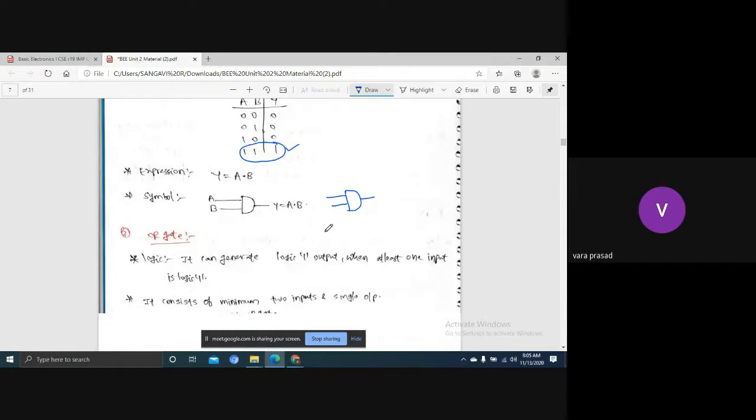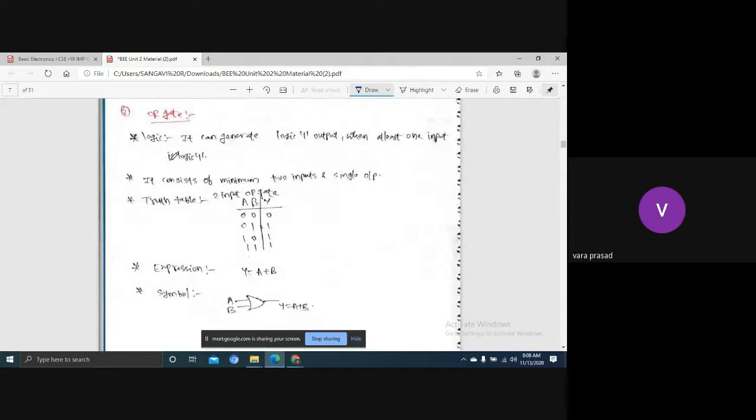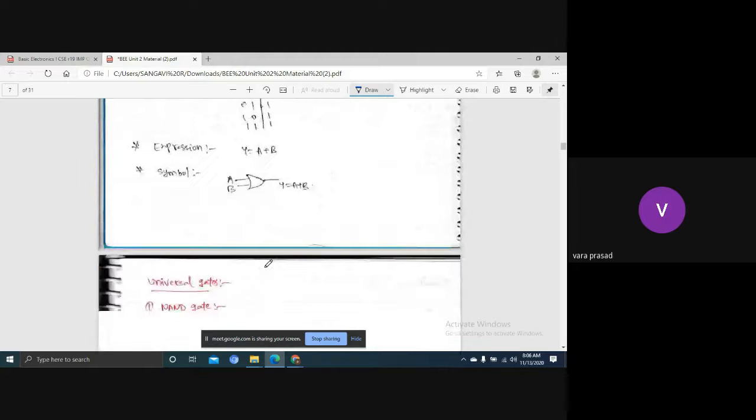Now the OR gate. It generates logic 1 output when at least one input is logic 1. Same, it consists of two inputs and a single output. Two inputs give four combinations. See here, in this combination there is no 1, that's why output is 0. Here only one input is 1, output is 1. Here both inputs are 1, that's why output is 1. And the expression is Y is equal to A plus B. Next, the symbol is the OR gate symbol. I can draw it in this way, inputs A, B, Y is equal to A plus B.